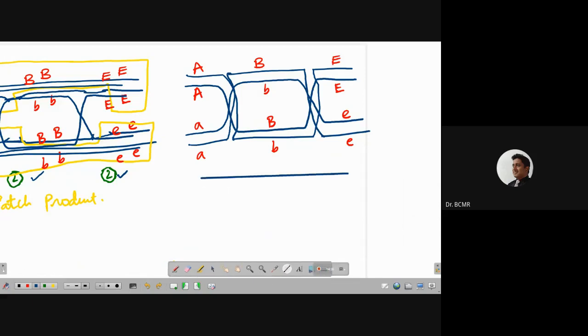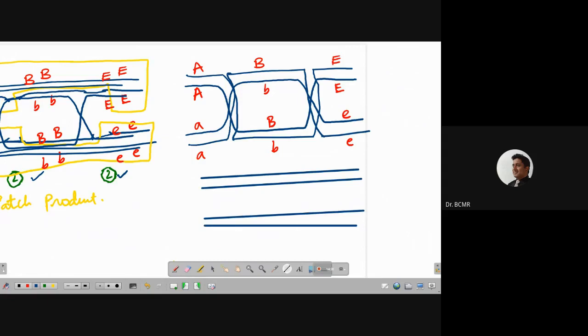I'll just do it this way. It's easier. Okay. Yes, and now I will try to write the genes.